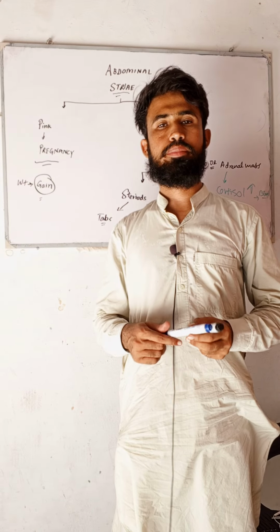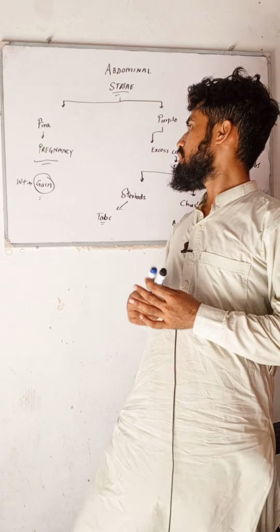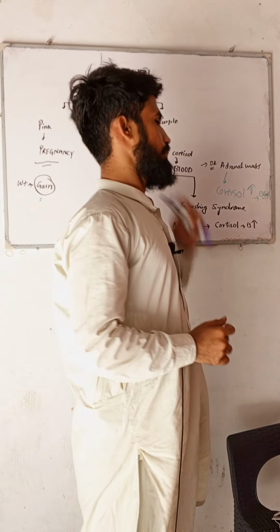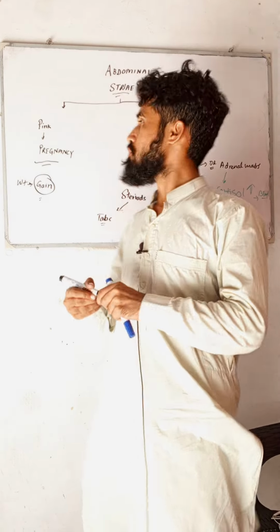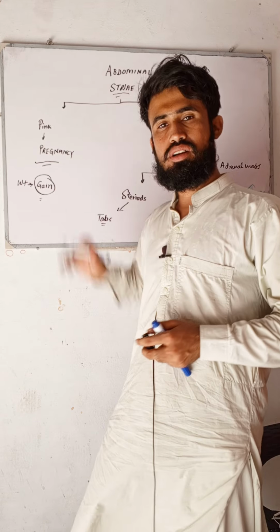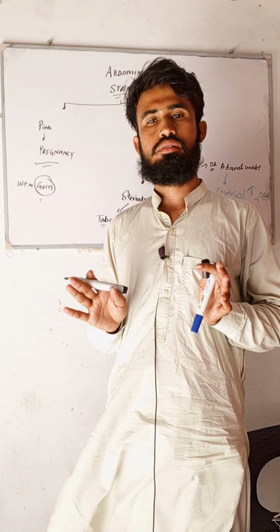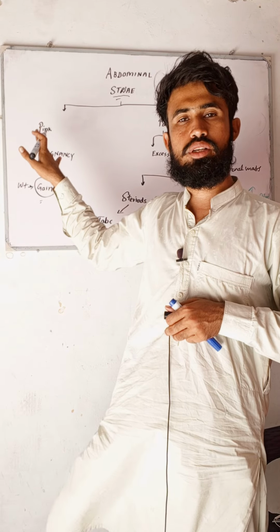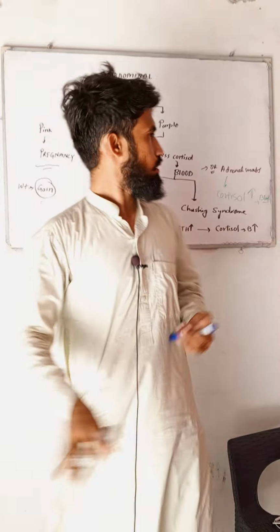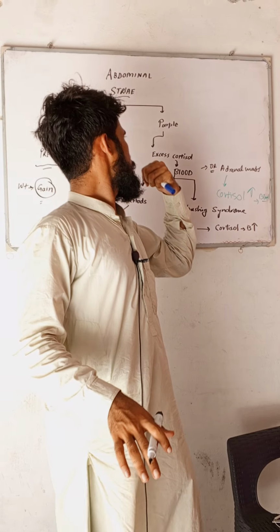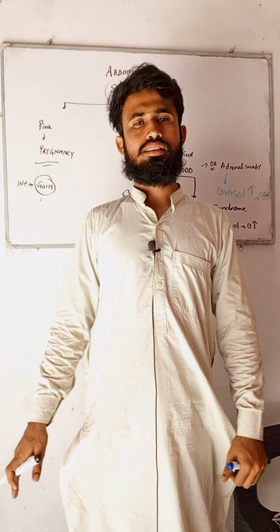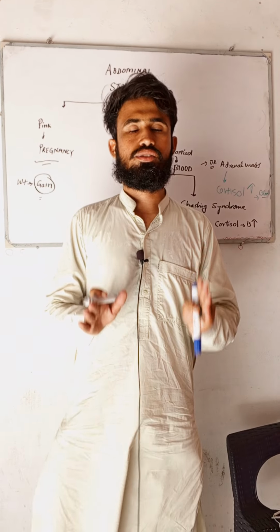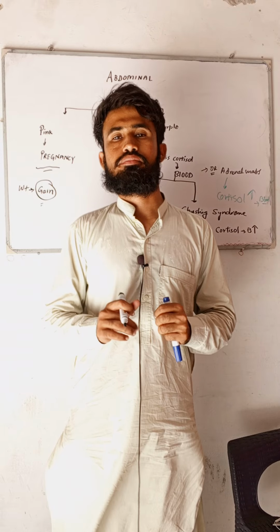There are two types of abdominal striae. Number one is pink color, and number two is purple. Pink color abdominal striae is caused simply by pregnancy. It is noted during pregnancy only, and purple color is a sign that there is excess cortisol level in the blood.